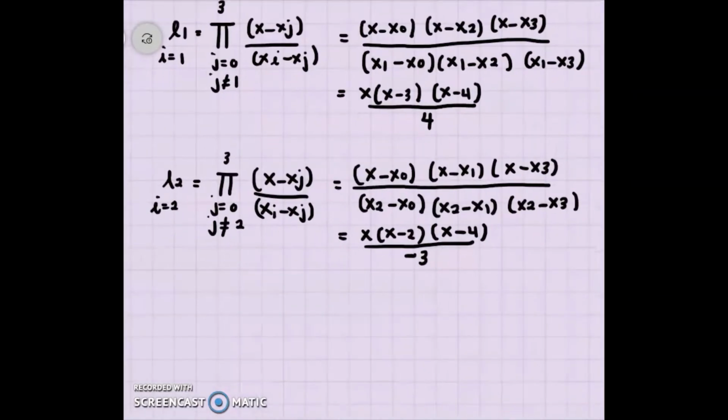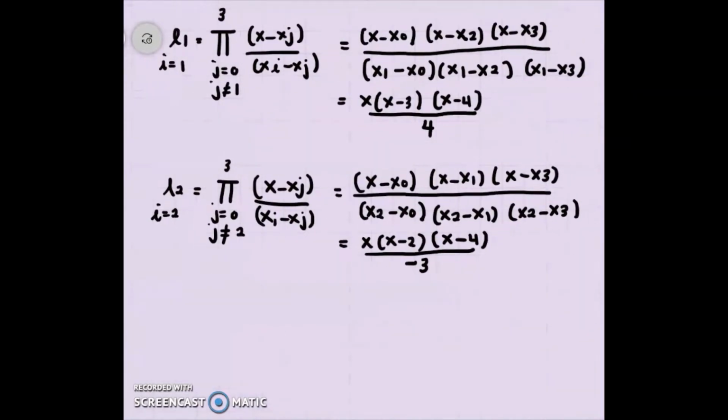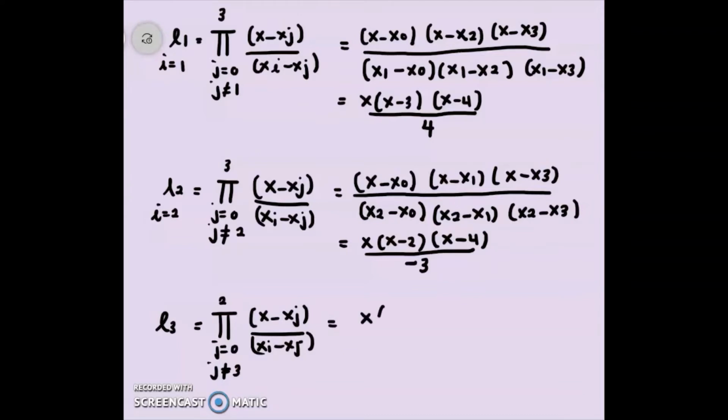Okay, this is crazy. You still need to find L3. It's taking longer than using the Vandermonde approach. Now for this case, since i is 3, we have to find the product up to 2. My j starts from 0, but j cannot be equal to 3. So x minus xj over xi minus xj. Okay, I'm just going to do it very quickly because I don't have much time. By solving this, you'll get the idea actually. So you have x minus 2, x minus 3 over 8.